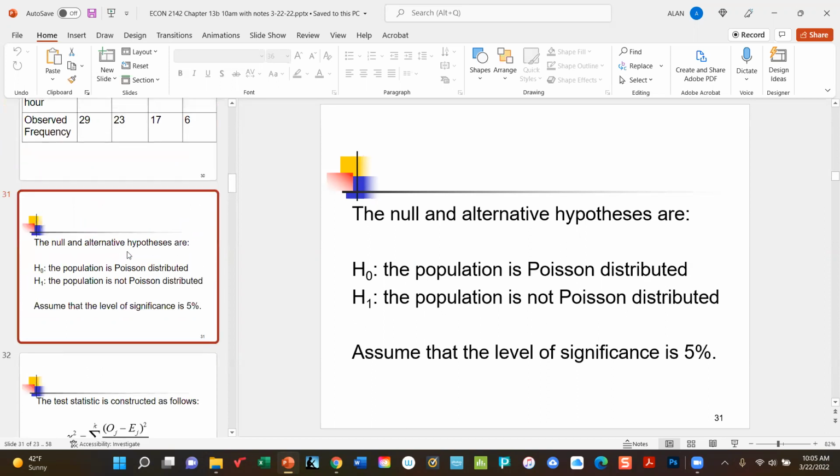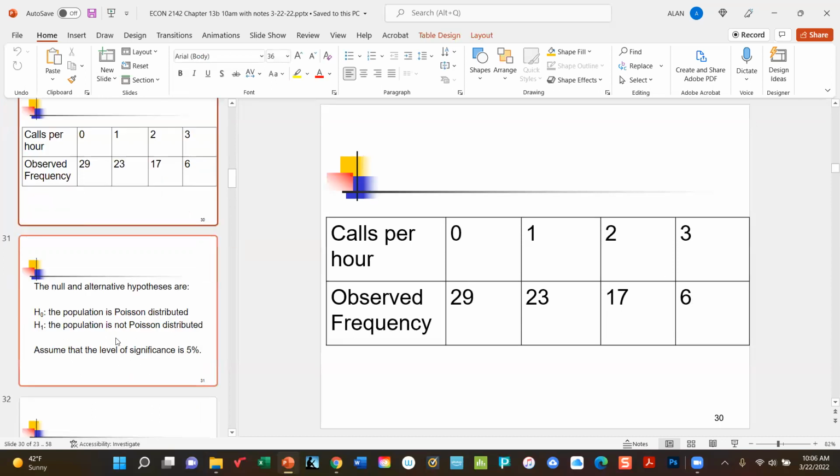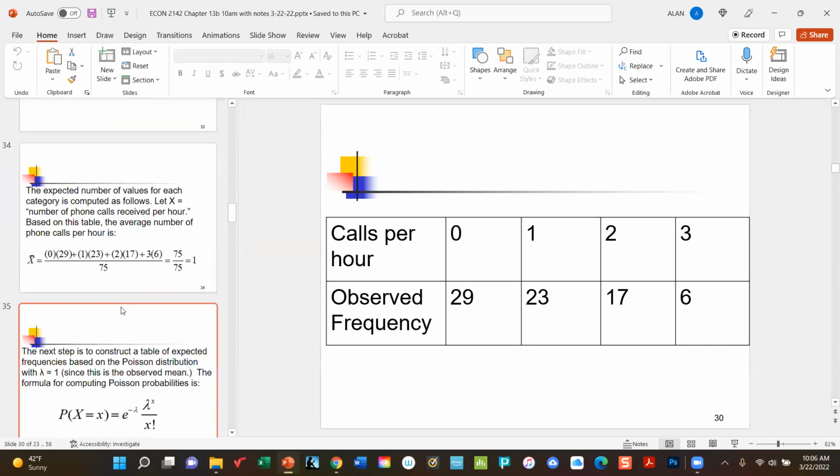So that means we have to take it on ourselves to calculate the mean number of phone calls per hour. That would be our lambda. And since we have different numbers of frequencies, we can't just add up 0, 1, 2, and 3 and divide by 4. We have to construct what's called a weighted average, which means we're taking into account the fact that we have a lot more zeros than threes. So how do we go about that?